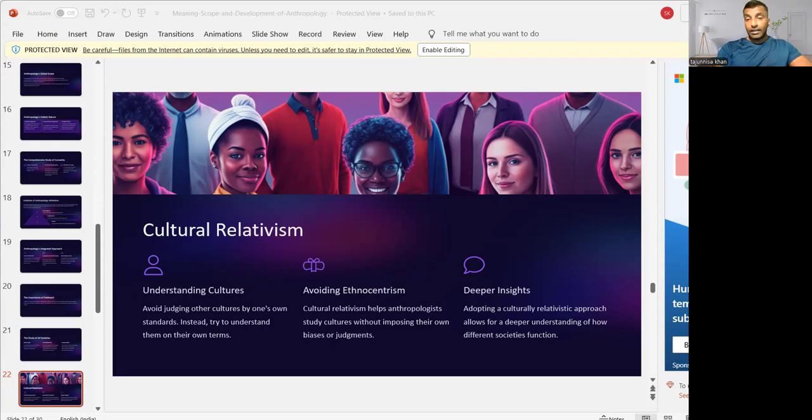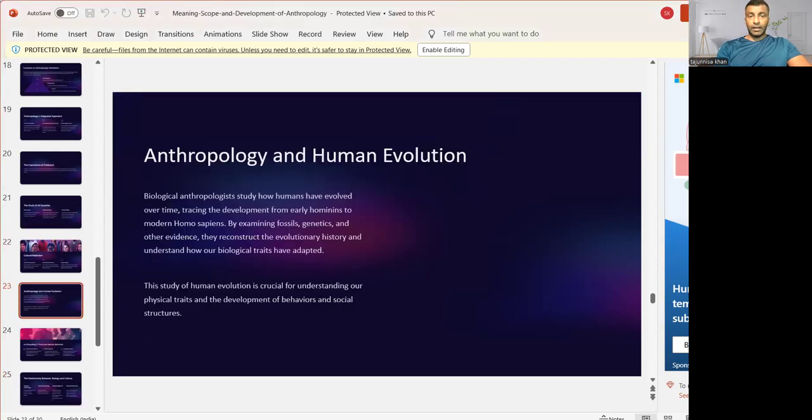And cultural relativism helps anthropologists avoid ethnocentrism, the belief that one's own culture is superior to others. So what is ethnocentrism? That is something like you believe that your culture is dominant and superior. So that is what ethnocentrism is. So cultural relativism tends to avoid such kinds of biases also. Now, anthropology and human evolution. That's the next slide. Okay.